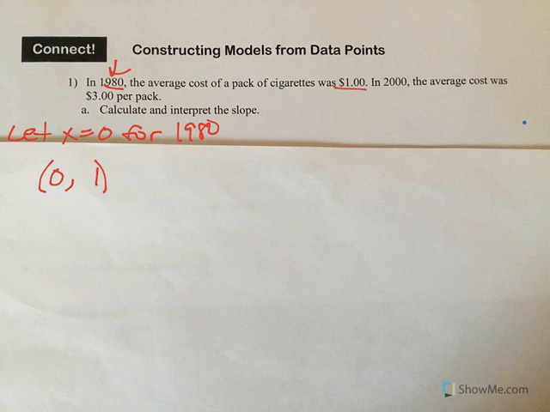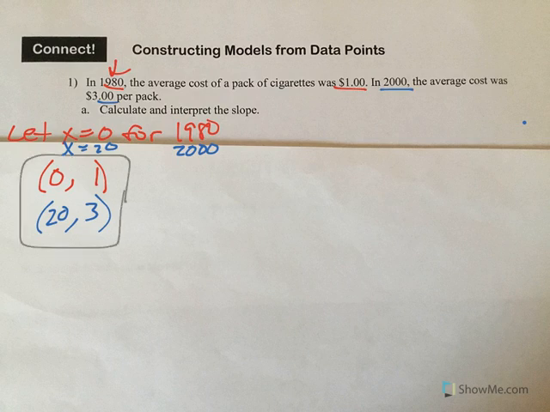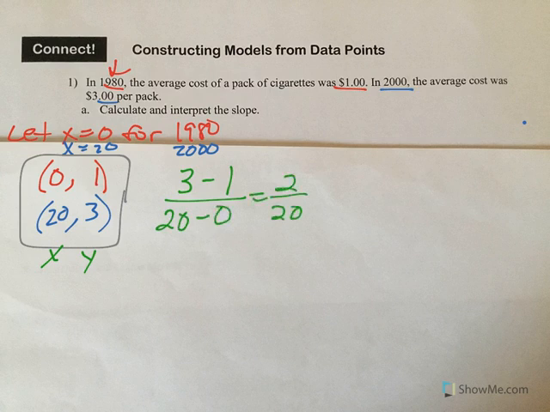Now, if x is 0 for 1980, think about the year 2000. That's 20 years later, so the x value would be 20. So the other ordered pair is (20, 3), because in 2000, the cost was $3 a pack. Now I have two ordered pairs, so I can find my slope. Here are my x values, here are my y values. Remember, slope is the change in y over the change in x. If I find the change in my y values by subtracting, then I subtract my x's on the bottom, and I get 2 over 20, which simplifies to 0.1.